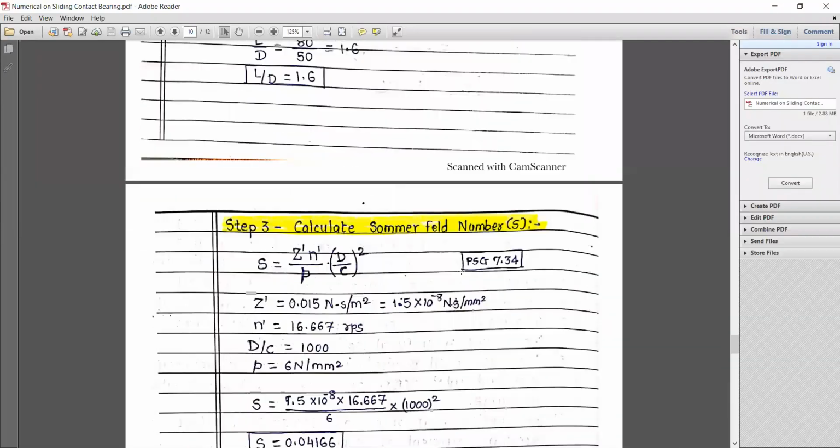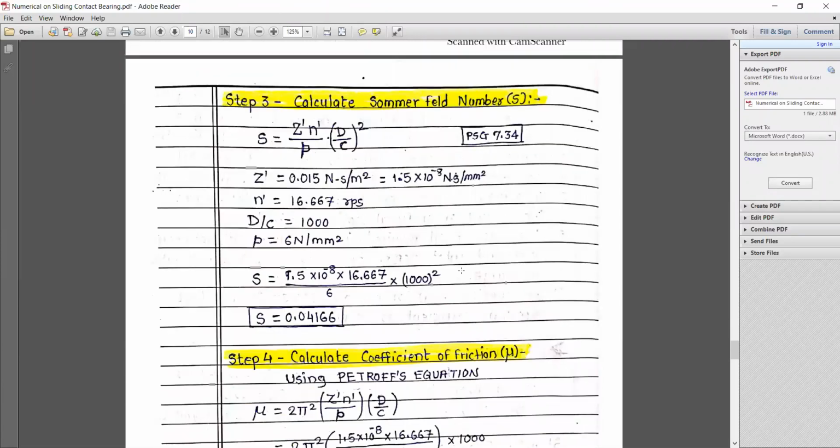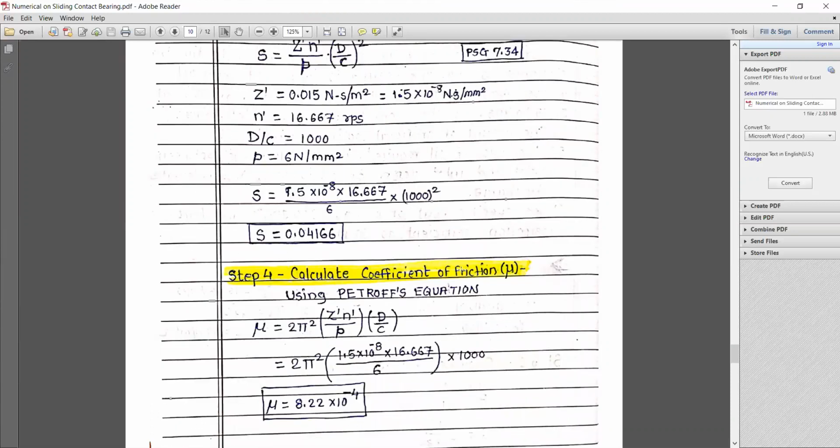Now go to calculation for Sommerfeld number. Using the same equation from PSG page number 7.34, S is equal to absolute viscosity into the journal speed divided by bearing pressure, then diameter divided by diametric clearance, bracket square. So all the values are given. D by C ratio is given, that is 1000. Putting all the values, what we get? The Sommerfeld number S is equal to 0.04166.